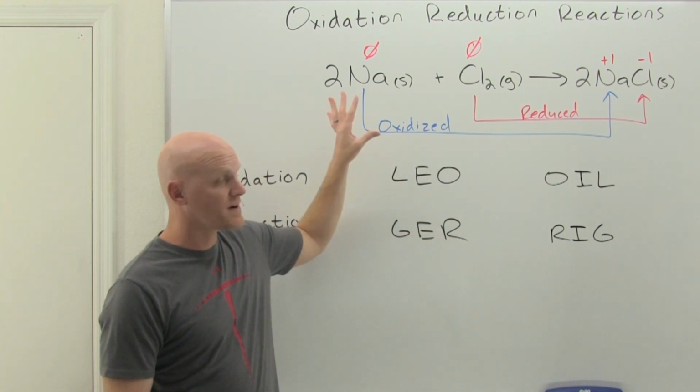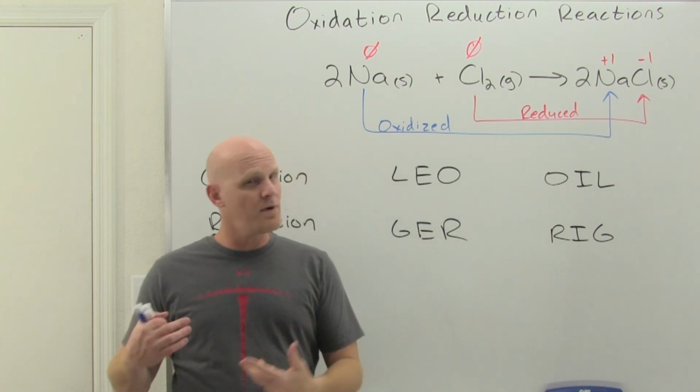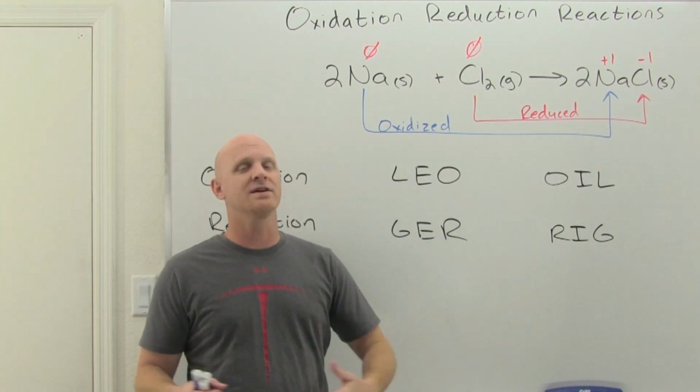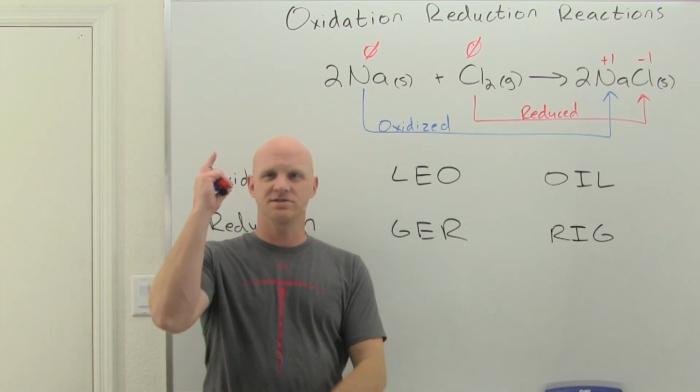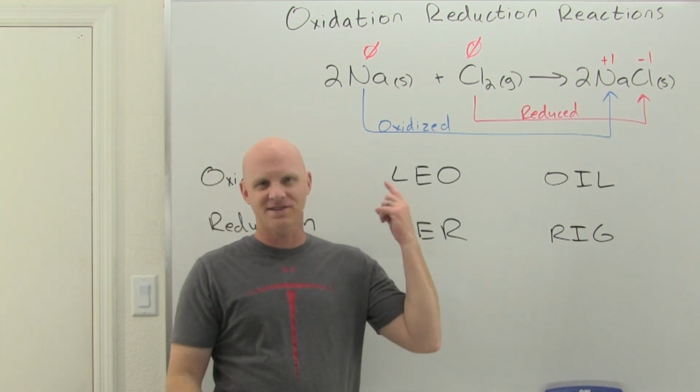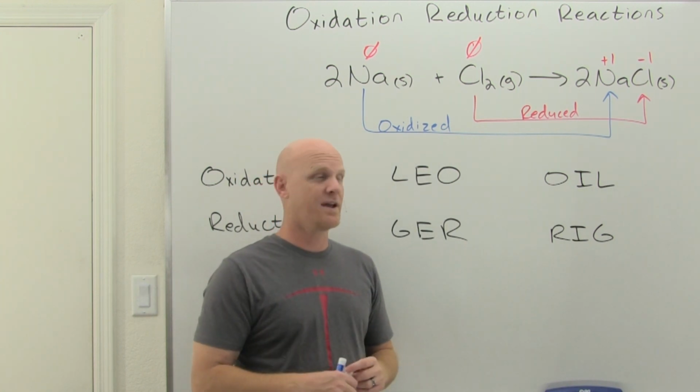Now it turns out in some more complicated reactions, you can actually have multiple species getting oxidized and or multiple species getting reduced all in the same reaction. But for most of the ones you're likely to see in this course, you're just going to see one species getting oxidized and one species getting reduced. Probably not likely to see any of those more complicated ones.